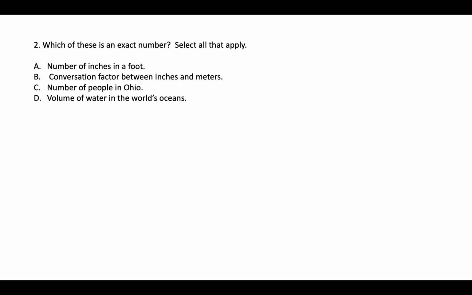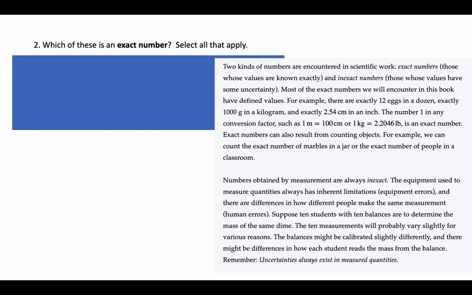Which of these is an exact number? Select all that apply. Before reading the choices, I'm going to pause and think, well, what is an exact number? Going to the textbook, we find that there are two kinds of numbers that we're going to meet up with: exact numbers, those whose values are known exactly, and inexact numbers that have some uncertainty. Numbers that are obtained by measurement will always be inexact.